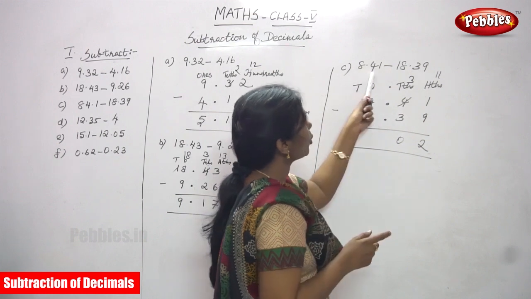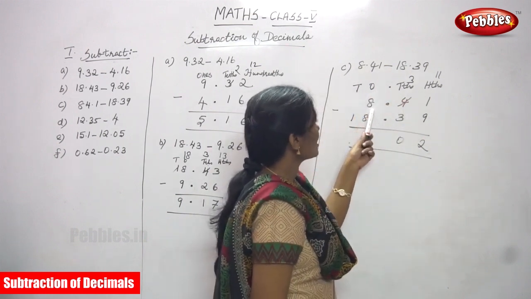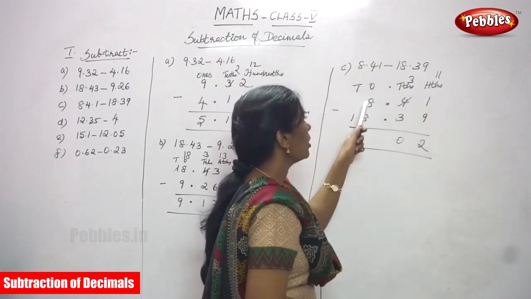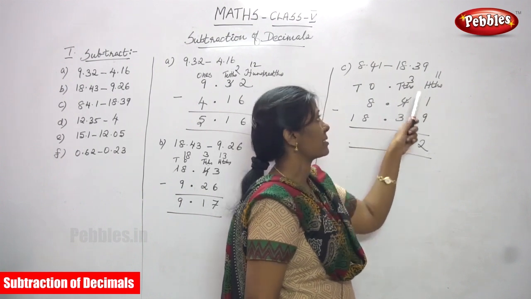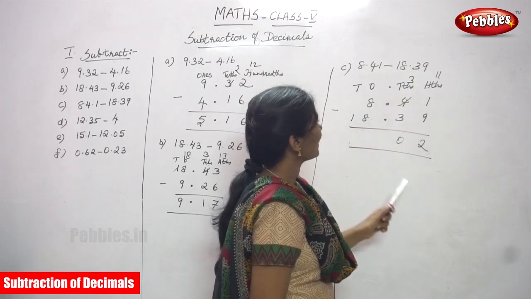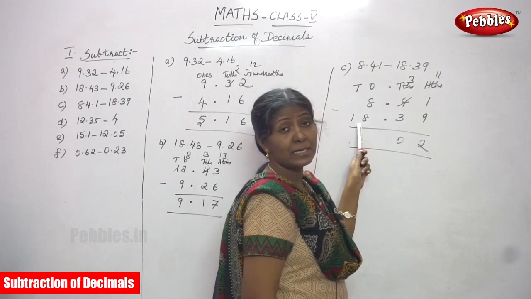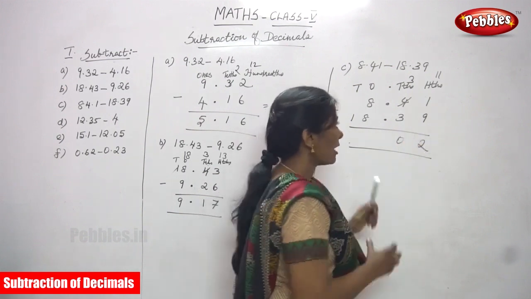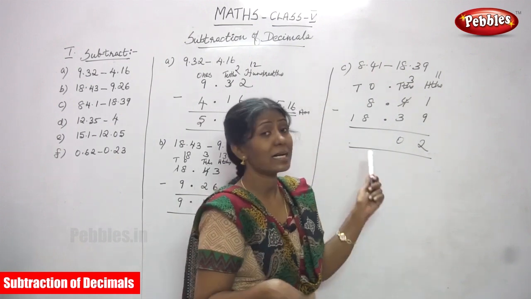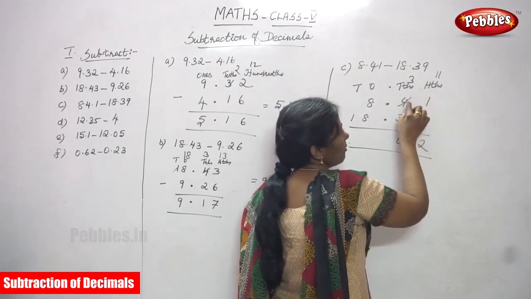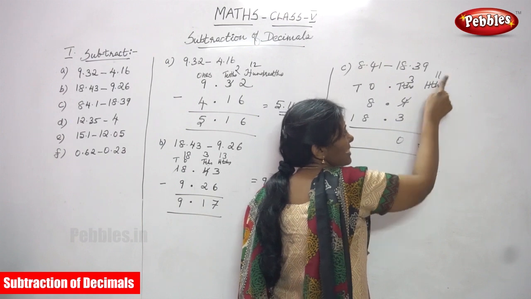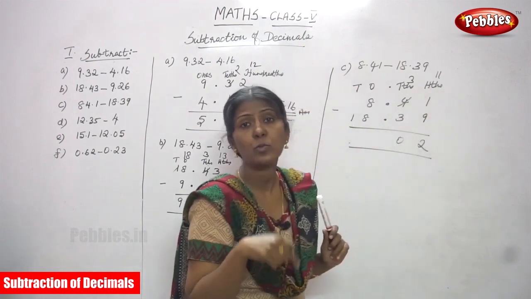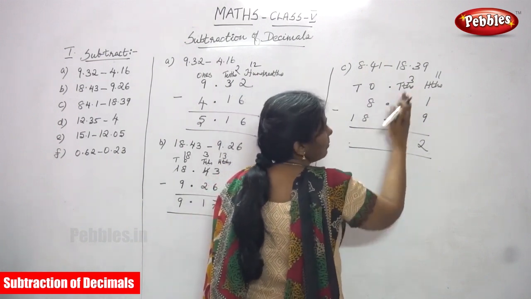I'll repeat once again. You have to subtract 8.41 minus 18.39. First you write the place values: ones, tenths, and hundredths. So 8 in the ones place, 4 in the tenths place, and 1 in the hundredths place. And for 18.39, 1 in the tens place, 8 in the ones place, 3 in the tenths place, and 9 in the hundredths place. After you complete the numbers according to the place value, you start subtraction. 1 minus 9 you can't subtract, so you borrow from the tenths place. This 1 becomes 11. 11 minus 9 you can get 2. This 4 becomes 3. 3 minus 3 you can get 0.